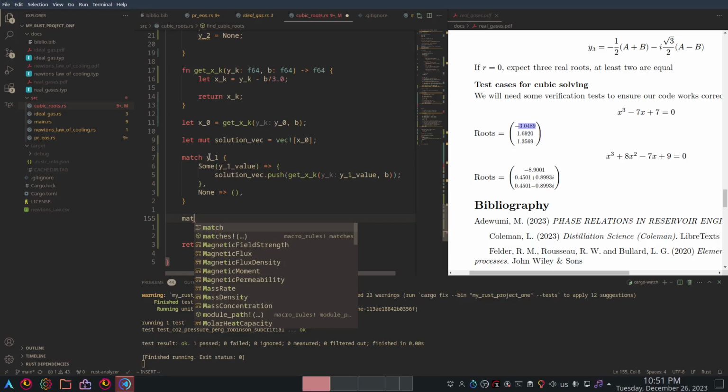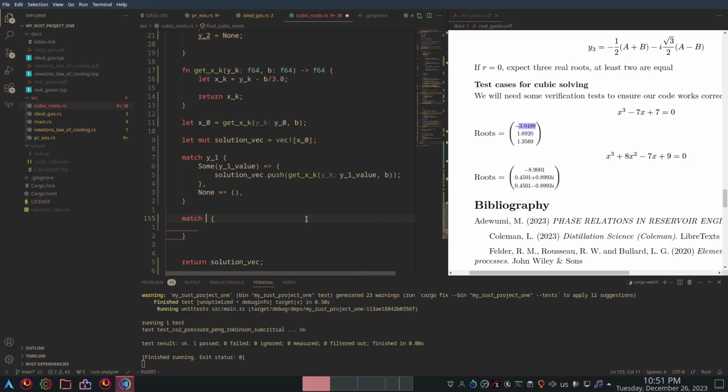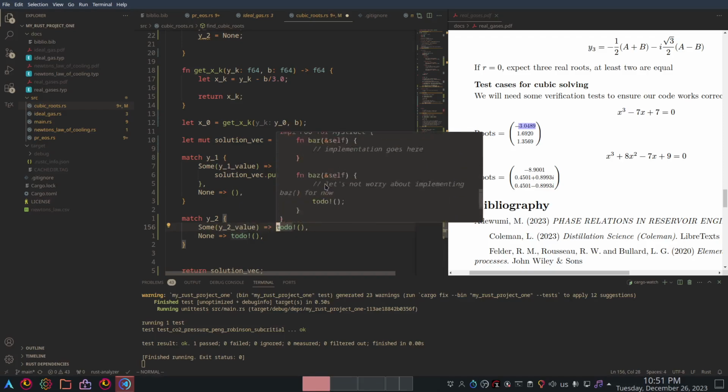Sorry, I should explain the other one. If y1 happens to be imaginary, we already said that we will not have a value here. We will just do nothing. By doing nothing, we use this two bracket sign here to indicate that we are not doing anything. So I'm going to do the same thing here, match y2, and I'm going to do a quick fix to match all the arms. So again, y2 value, all right?